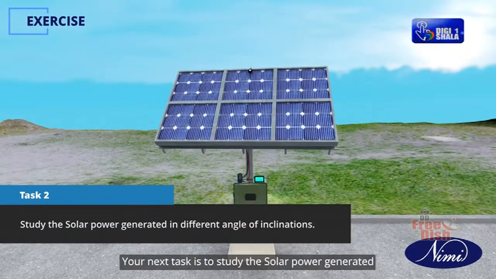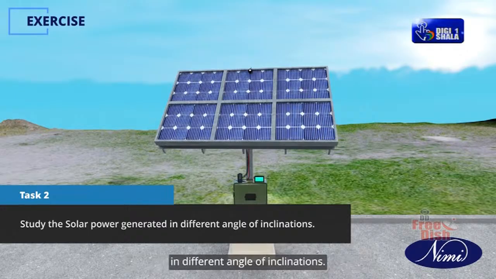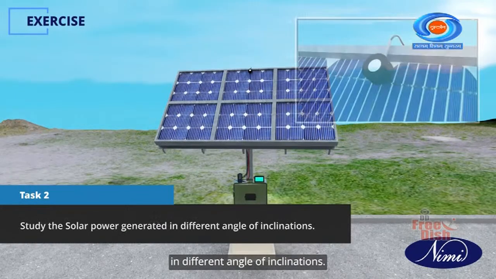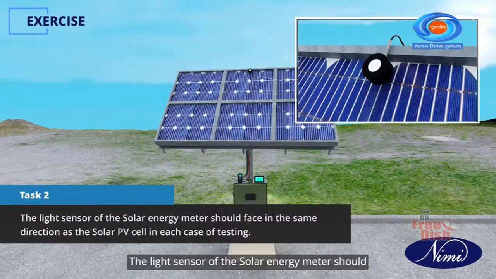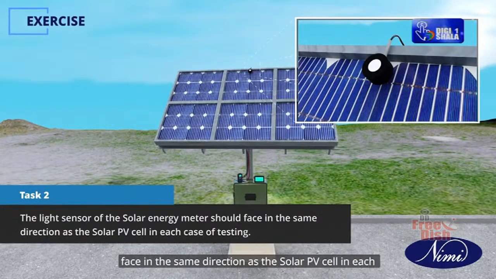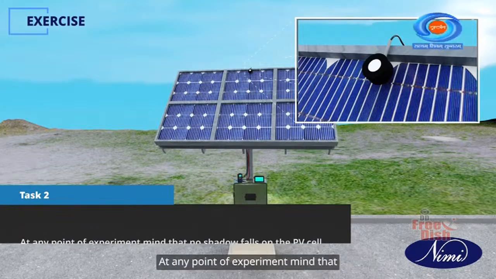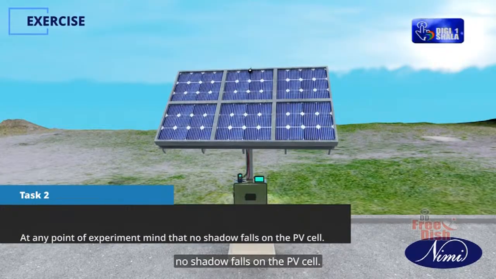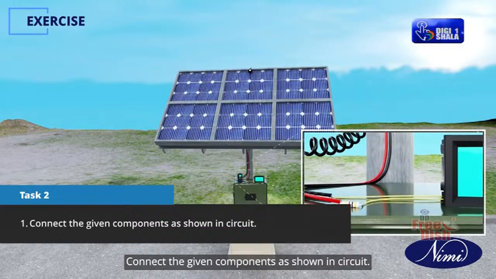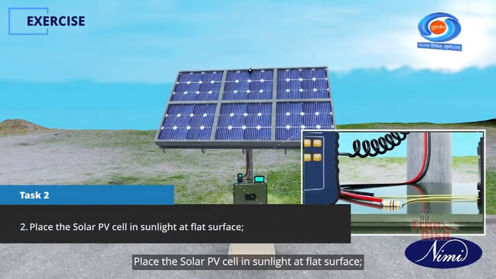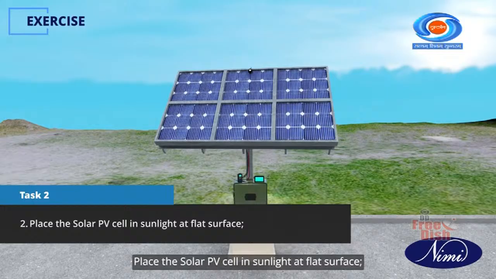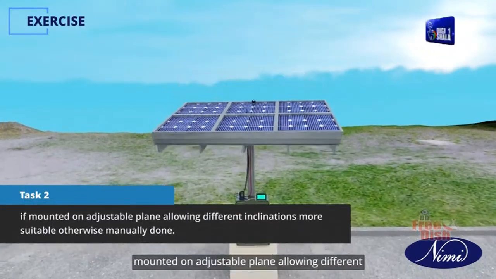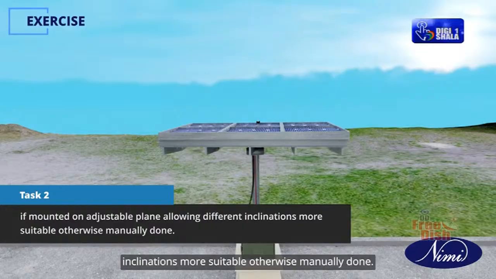Your next task is to study the solar power generated at different angles of inclination. The light sensor of the solar energy meter should face in the same direction as the solar PV cell in each case of testing. At any point of the experiment, mind that no shadow falls on the PV cell. Connect the given components as shown in the circuit. Place the solar PV cell in sunlight on a flat surface. If mounted on an adjustable plane allowing different inclinations, it is more suitable; otherwise it is done manually.